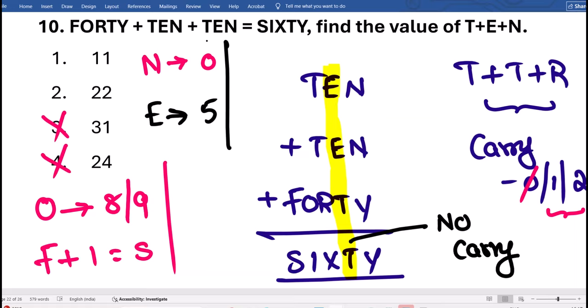If N is 5, then now you have to think about E. If N is 5, what can be E? If N is 5 means 5 plus 5, 10, 10 plus Y, it will be Y is 9 or what, it may be 17, 19 like that. One carry will come. If N is 5, carry will be equal to 1.